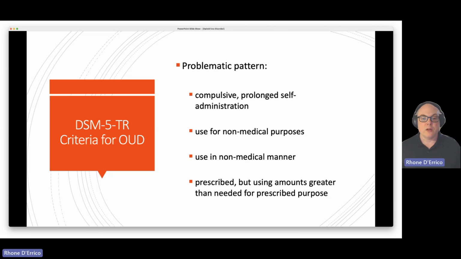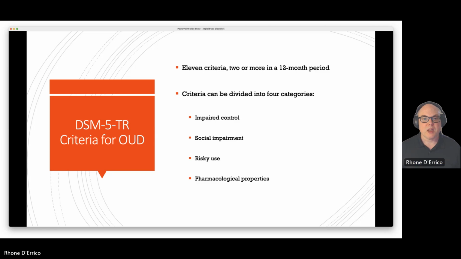A problematic pattern could also be that it's prescribed. So there's a diagnosis, it's being legally and appropriately prescribed, but the person receiving it is using it in amounts greater than needed or for the prescribed purpose. So this is if someone is maybe overstating their level of pain for the specific purpose of getting larger amounts of opioids, or if they're given a supply that's meant to last them 2 weeks, but they keep going back to get more and more and more and trying to extend that time frame. So that's kind of the elements of the problematic pattern.